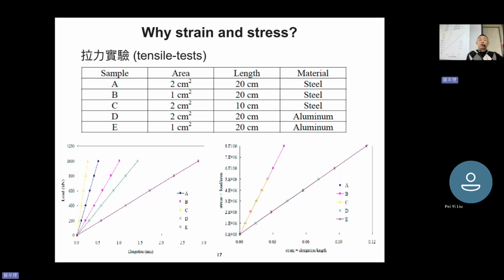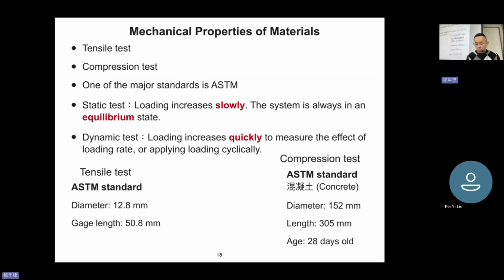Otherwise, once you change the shape, you need to measure everything all over again, which is not efficient. So we need to determine the mechanical properties of the material, and typically we do the tensile test and compression test. We follow ASTM, the American Standard something. Why ASTM? Because the USA is the biggest country in the world, so we follow their rules.